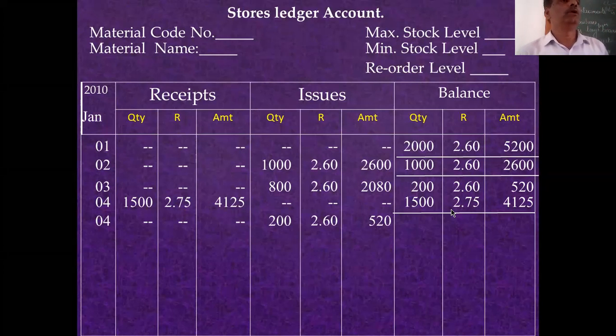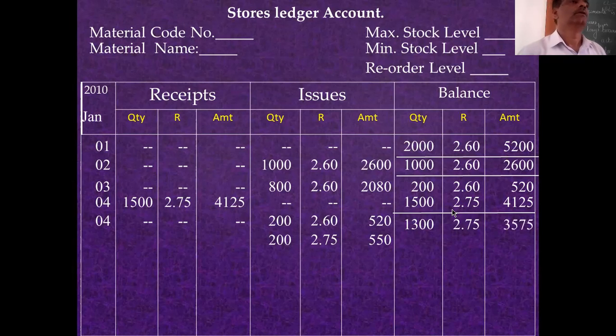Then what is the remaining quantity to be issued? 200. 200 from the second lot. Second lot rate is 2.75. Amount is 550. Then what is the balance? 1300 quantity from the second lot, rate is 2.75, amount is? Check that. 1300 into 2.75 is equal to 3575, right? Clear.